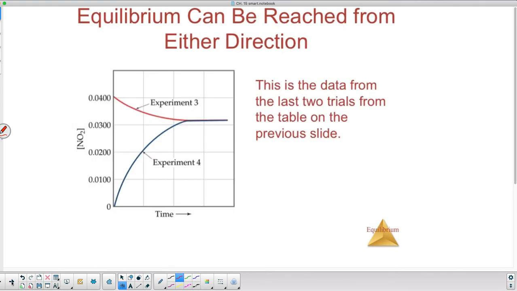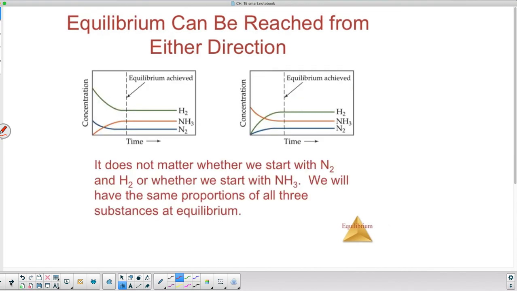So let's keep going with this. You can see here that experiment 3 and experiment 4 came together to the same equilibrium concentrations. That's important. Take a look at this one. Equilibrium can be reached from either direction. Here, it does not matter whether we start with N2 and H2. This is talking about the Haber process. The Haber process looks like this, and that would be H2. It looks like this, and then we get NH3. I need a 2 there to get 2 N's, and I need a 3 here to get 6 H's on both sides. So this is the equation that we're starting with.